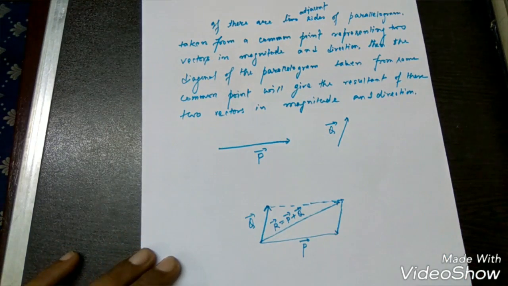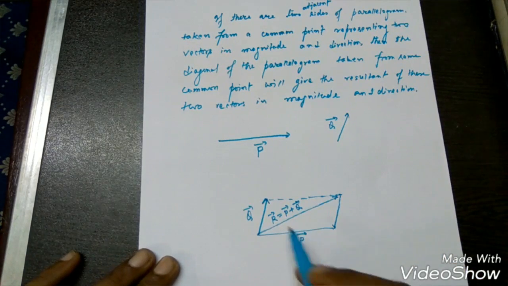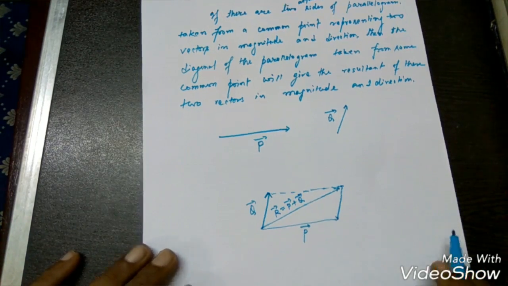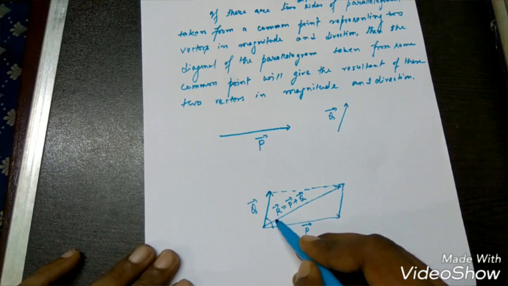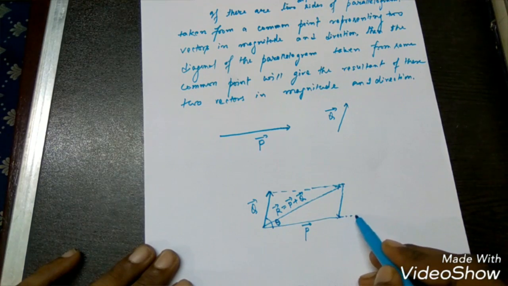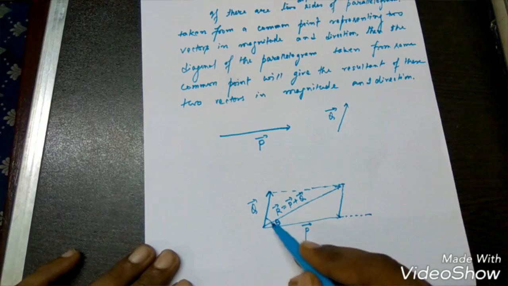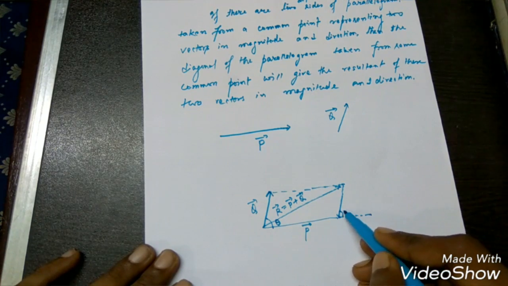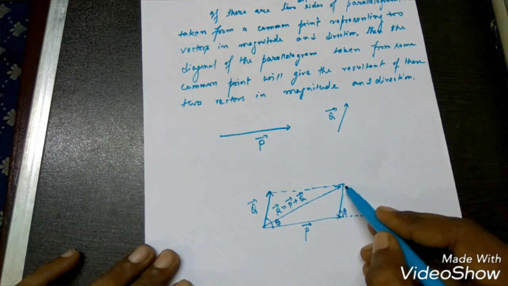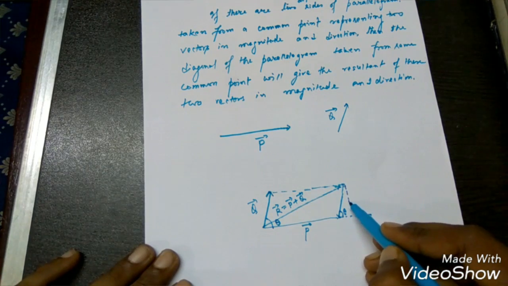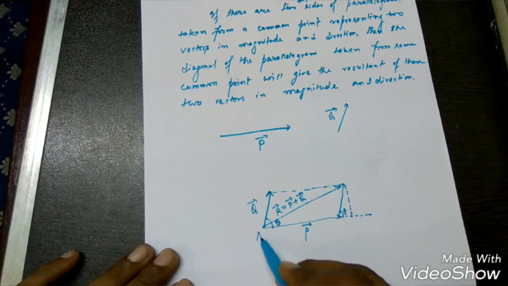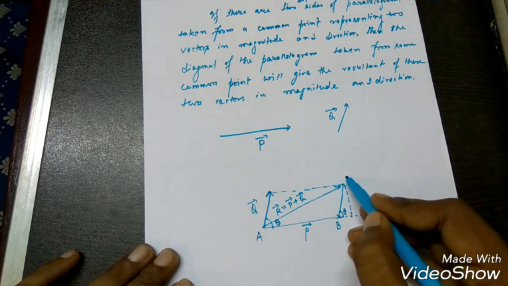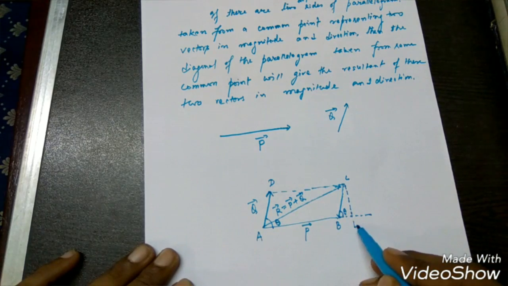Okay, so the next thing is we have to find out the value of R, the magnitude of R. Let us suppose again the P and Q vectors are inclined with each other at an angle theta. Okay, and if this angle is theta, then this angle will also be theta. Draw a perpendicular from this point on the line of the vector P produced. Let us suppose this point is A, this point is B, this point is C, this point is D, and this point is E.